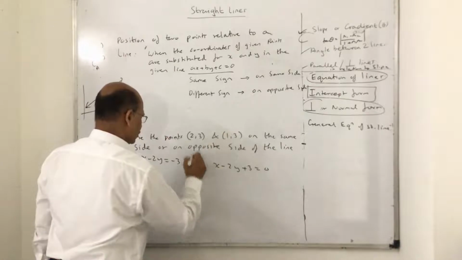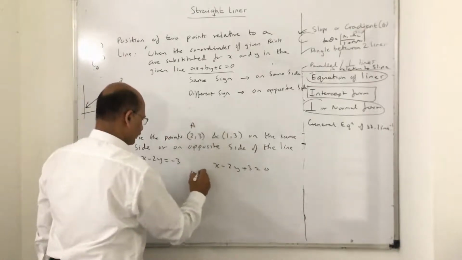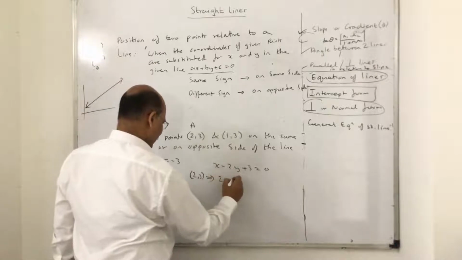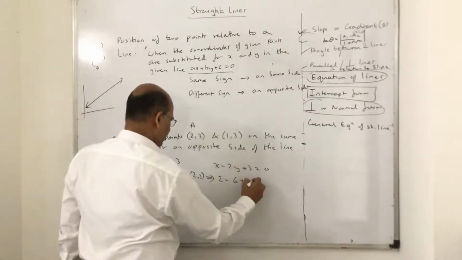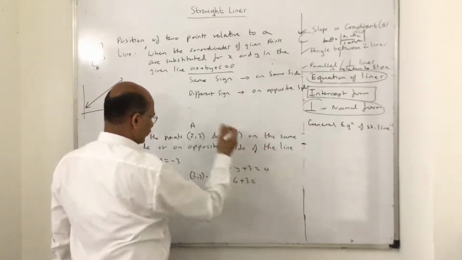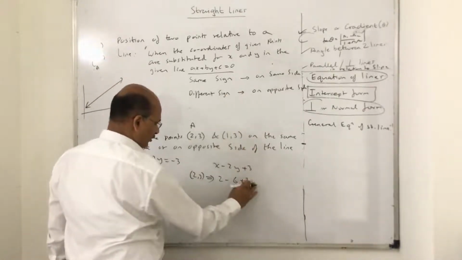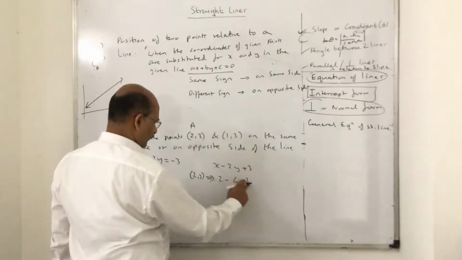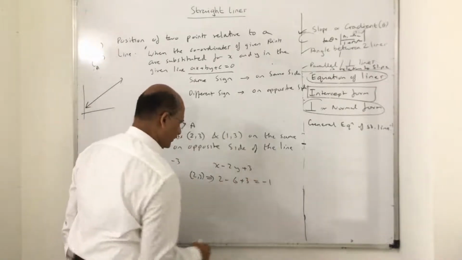Now when I substitute point A, (2, 3), what will happen? This will become 2 minus 6 plus 3, which is equal to how much? The form is ax plus by plus c equal to 0. So I am putting the point in this line and finding the sign. So 2 minus 6 plus 3: 2 plus 3 is 5, 5 minus 6 is minus 1.